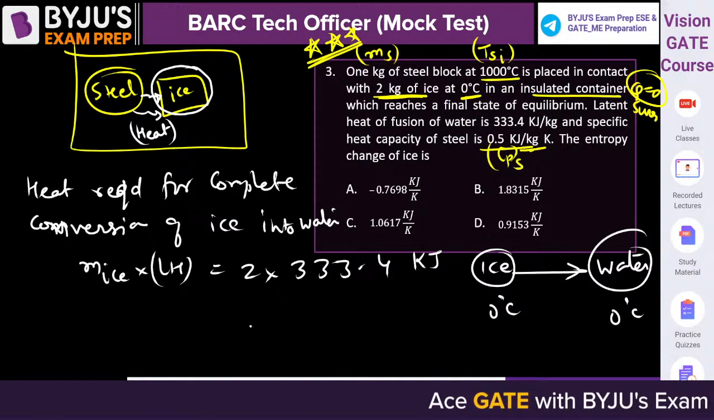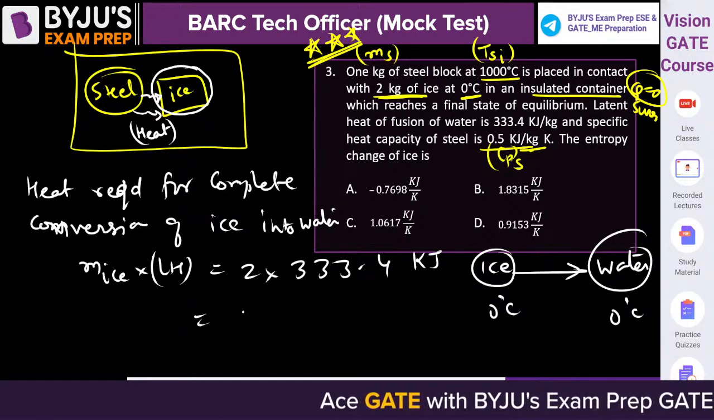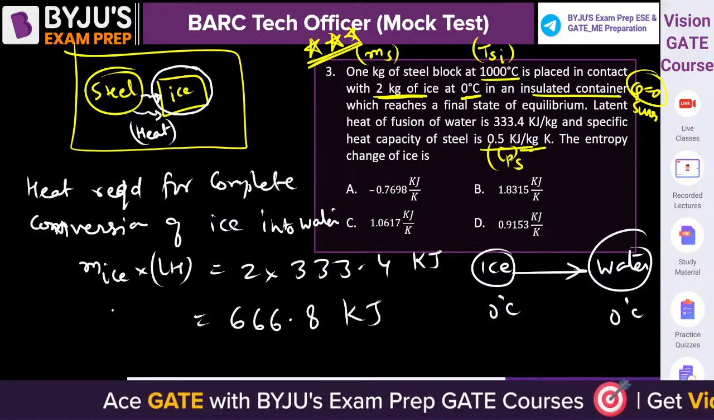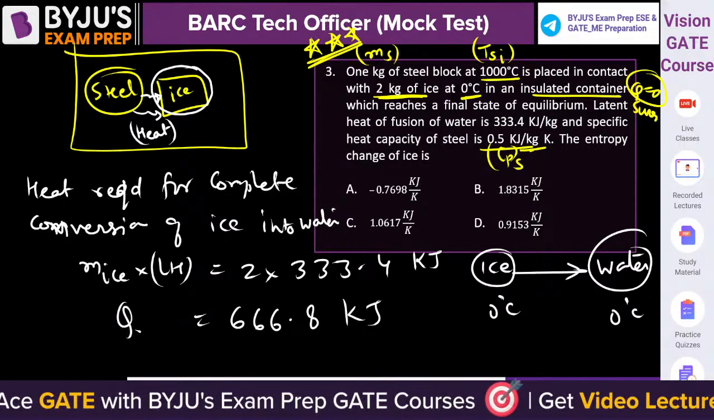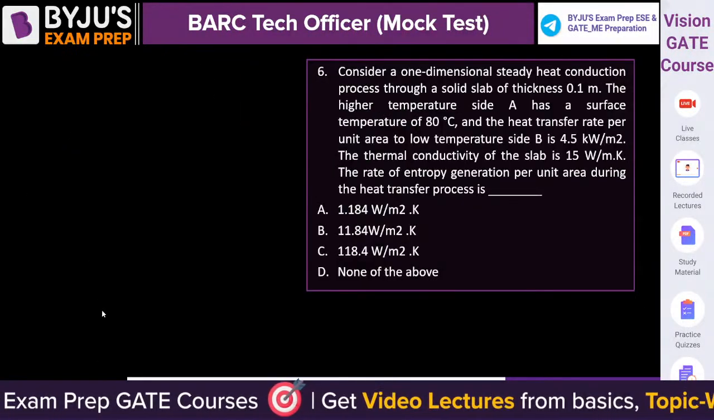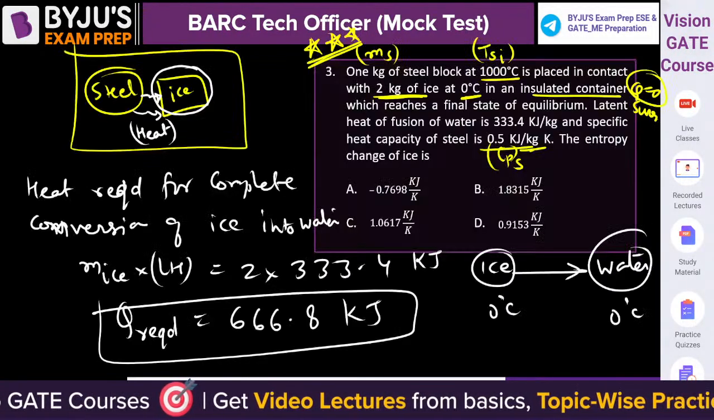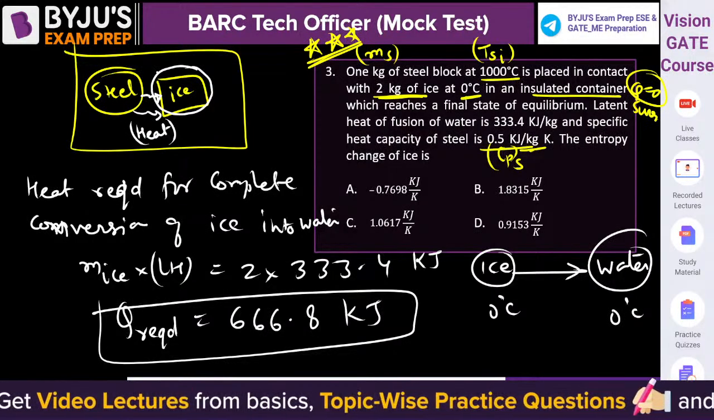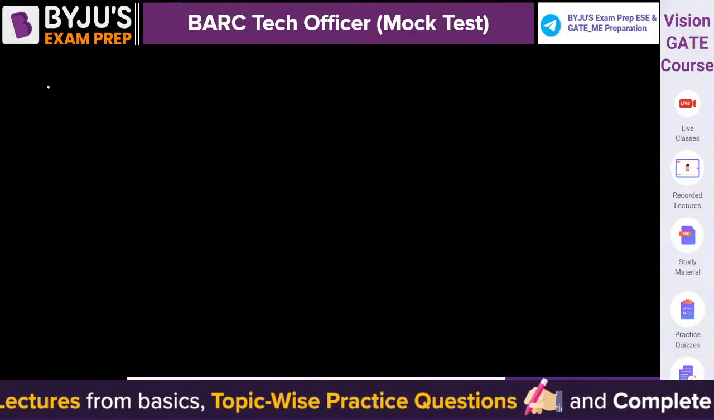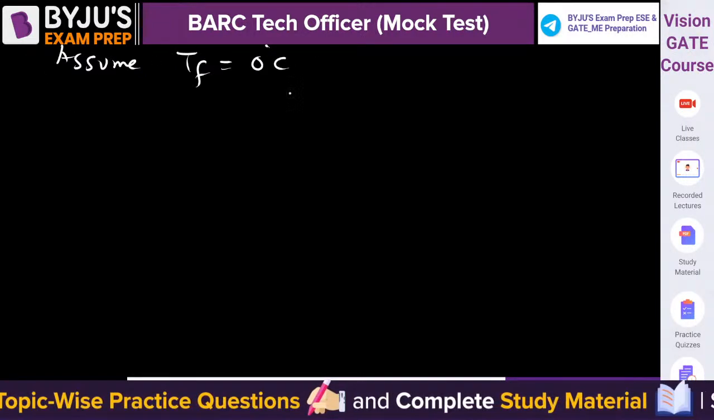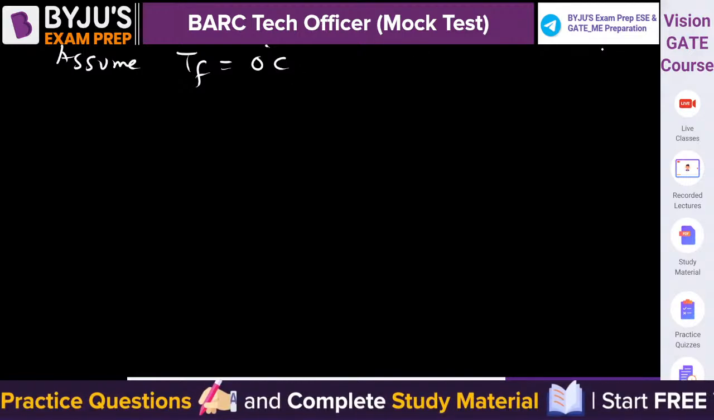Isn't it? So it will be 666.8 kilojoule. That is the heat required for complete conversion. And if we assume that, then the final temperature of the steel block will become 0 degrees Celsius. So assume that T final is equal to 0 degrees Celsius. So ice will be completely converted into water.